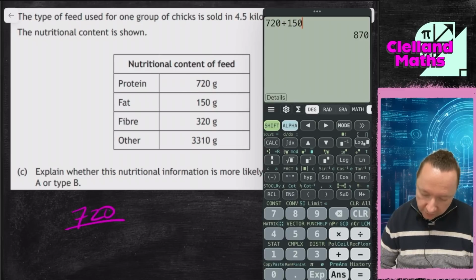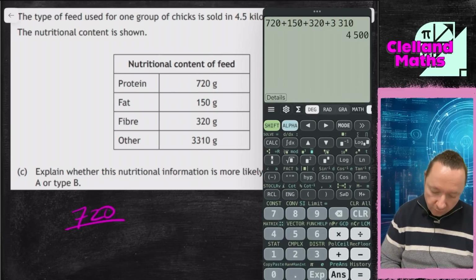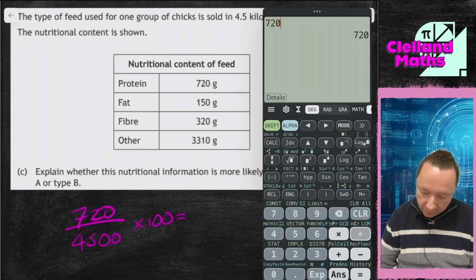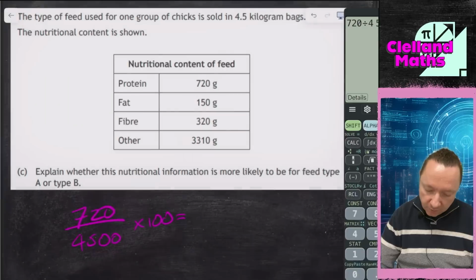720 plus 150 plus 320 plus 3310 is 4,500. And to change that to a percent, we would times by 100 once we've divided. So that's what I'm going to do. 720 divided by 4,500 times 100 is 16% protein.